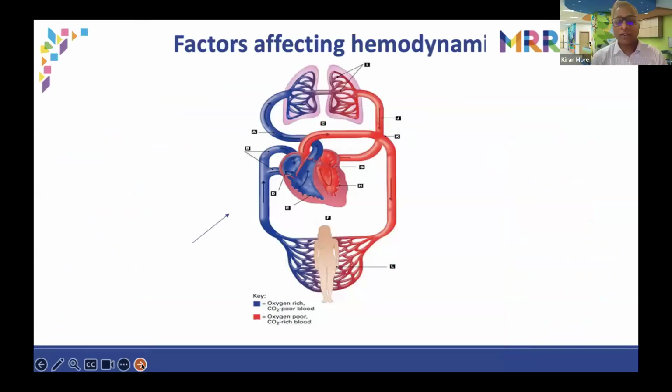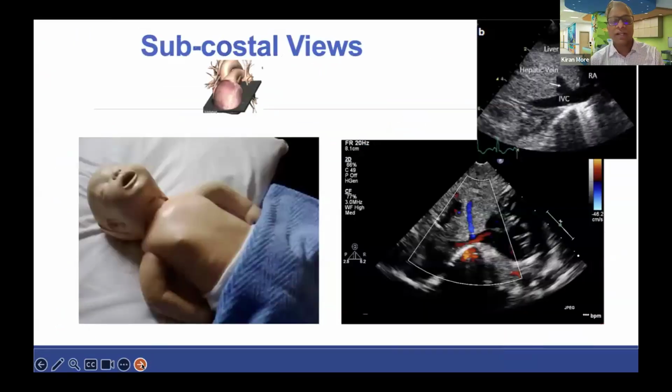So coming to the parameters. So let's look at the intravascular volume. Okay, first parameter. So how do you assess that? So then you start with the IVC views.